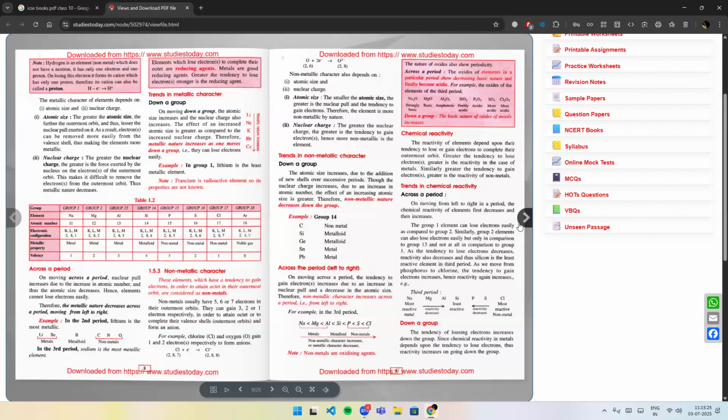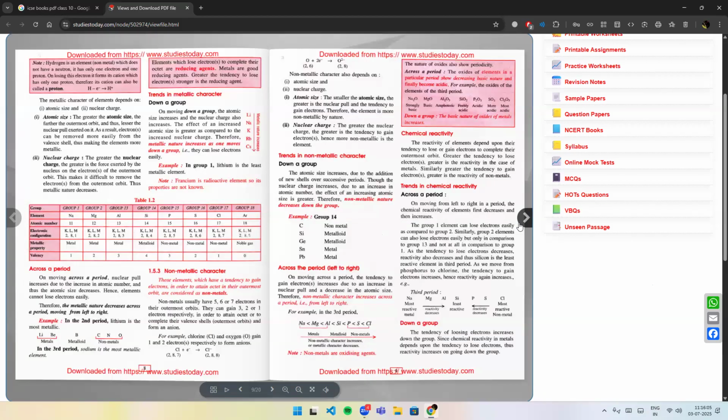Down a group. The atomic size increases due to the addition of new shells over successive periods. Though the nuclear charge increases due to an increase in atomic number, the effect of an increasing atomic size is greater. Therefore, non-metallic nature decreases down the group. Across the period, left to right. On moving across a period, the tendency to gain electrons increases due to an increase in nuclear pull and a decrease in the atomic size. Therefore, non-metallic character increases across a period, that is from left to right. Note, nonmetals are oxidizing agents.